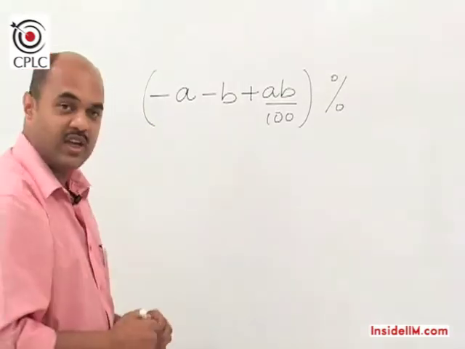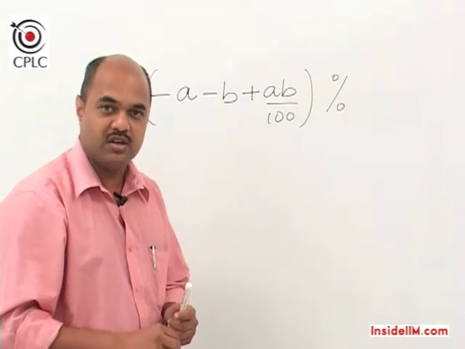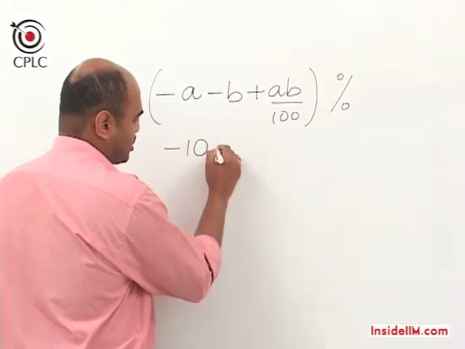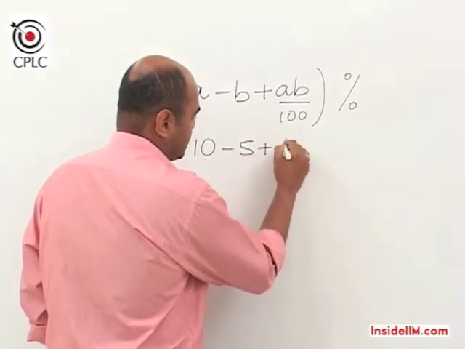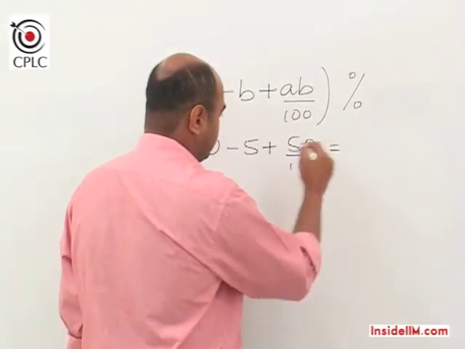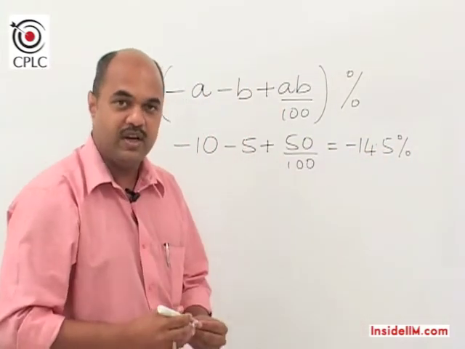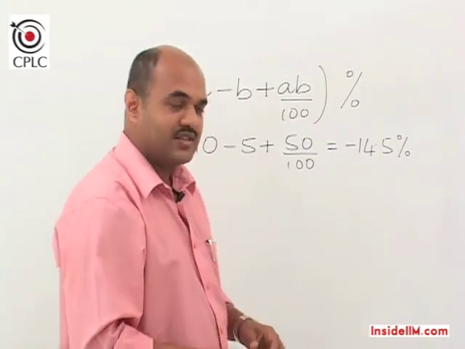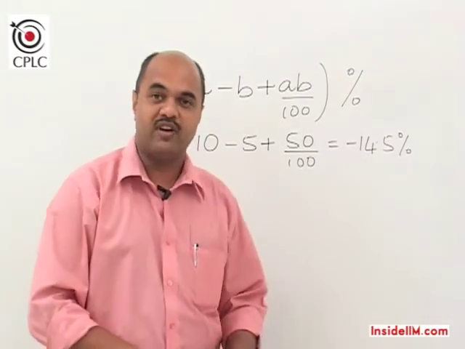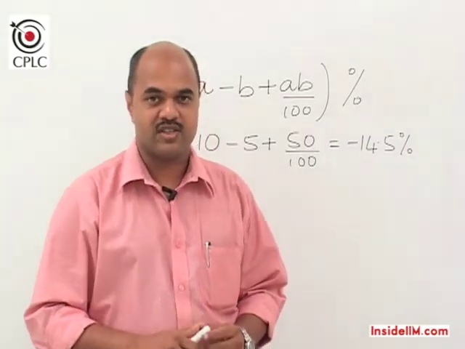Now if I have to take some example, suppose we say that the shopkeeper offers a discount of 10% followed by another discount of 5%, then my calculation would be minus 10 minus 5 plus 50 upon 100, which happens to be 0.5, and hence this would mean minus 14.5%. The negative sign simply indicates that it's a discount, and hence the effective discount that has been offered to me by the shopkeeper is 14.5%. This is one specific type of problem, which is successive discounts.